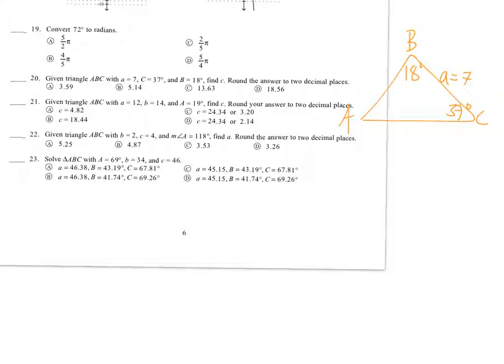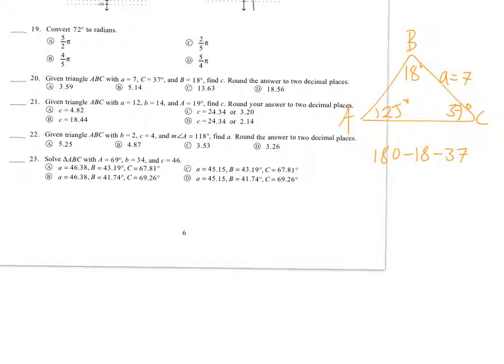Pretty quickly, I can find angle A because I have 2 out of the 3 angles, so 180 minus 18 minus 37. 180 minus 18 is 162. Minus 37 is going to be 125.